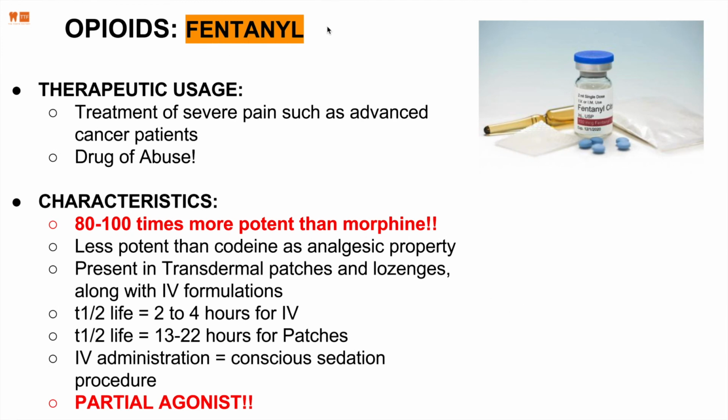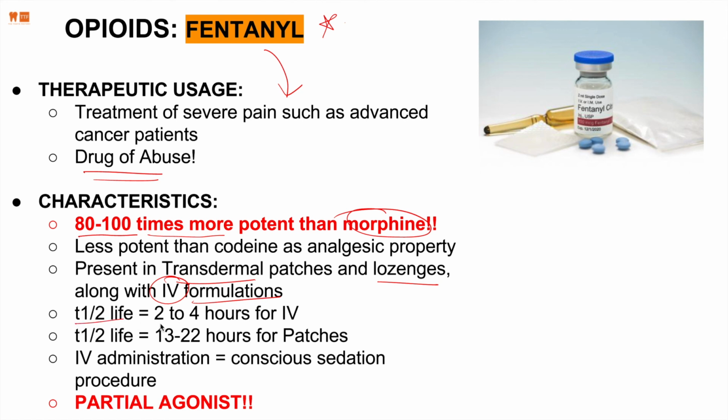Now this is one of the most important drugs of abuse in the United States. Treatment of severe pain, such as advanced cancer patients, are treated with fentanyl. Although it is a drug of abuse, characteristics are that it is 80 to 100 times more potent than regular morphine. Less potent as codeine when it compares to its analgesic property. Present in transdermal patches, lozenges, along with its IV formulations.